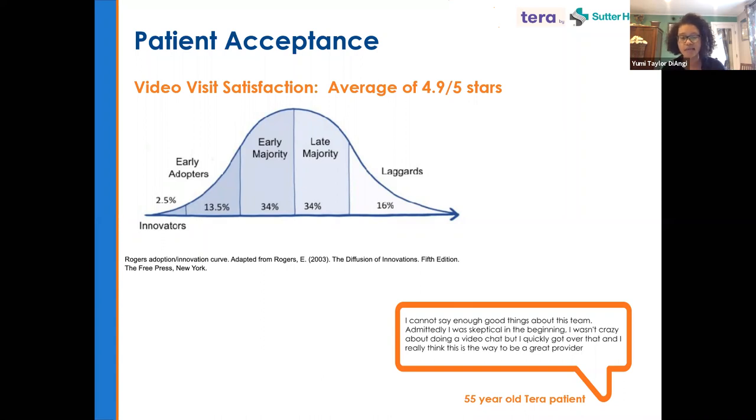I do want to acknowledge that we have also learned that with a virtual-first approach, there are patients we've come across that do prefer a traditional practice. And so, not a good fit for Tera, but there have been plenty of patients that have experienced Tera and been open to the model. I think this quote summarizes someone who falls into that early, late majority. She's a 55-year-old Tera patient who said, admittedly, I was skeptical in the beginning. I wasn't crazy about doing a video chat, but I quickly got over that. And I really think that it is the way to be a great provider. And I think what we've learned and what I hear from patients is it's access. They have more ready access to us. A big key is that it facilitates that longitudinal relationship and ease of access to their care team. All right, next slide.